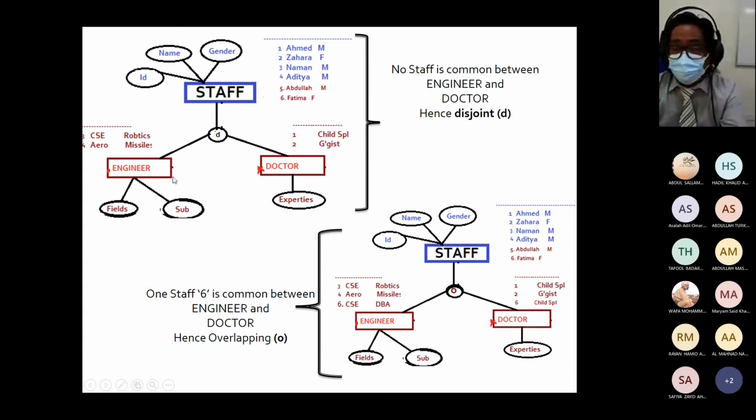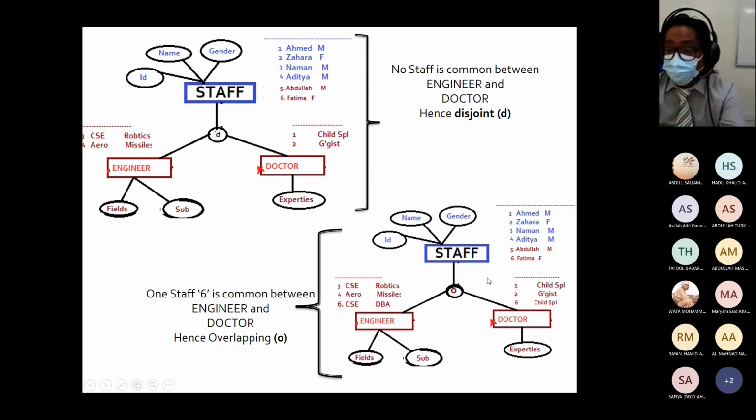Basically, there are no common between these engineers and doctors. But here at the bottom, suppose we have a staff. It was highlighted there. Maybe Abdullah and Fatima belong to this kind of field of engineers. And you might be thinking, why is it always there? It's an overlapping. But basically, this is wrong.